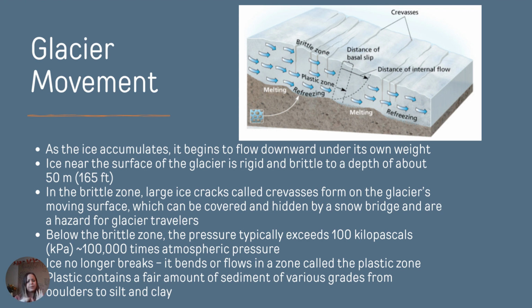But then in the center of the glacier, the thick part, we're going to see a plastic zone where the pressure is pretty intense. And the pressure is helping create this flow zone where material is not breaking. It can actually bend with the movement as the glacier moves down. And as the glacier moves down, it also starts to pick up sediment and debris and silt and clay and all kinds of other things that then we see deposited later.